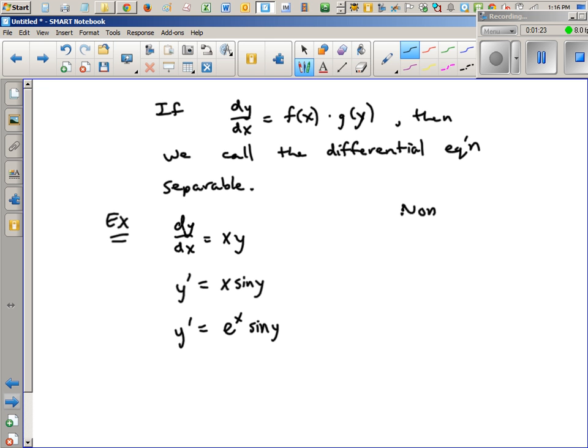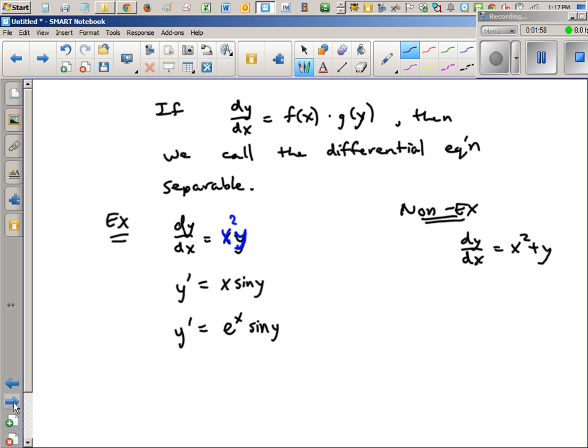Okay? Here are some that are not separable. So these are non-examples. dy/dx equals x squared plus y. Is it because there's an x squared? No. It's because it is not technically a function in x times a function in y. It's a function in x plus a function in y. So if it was x squared times y, it would be separable. So you can actually put x squared times y over here. This is separable. But x squared plus y is not separable.